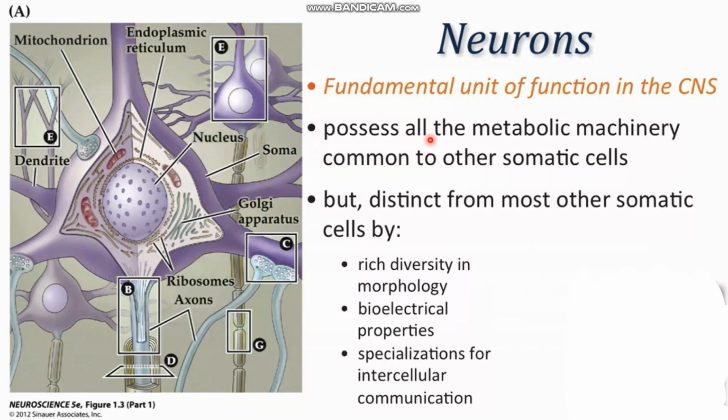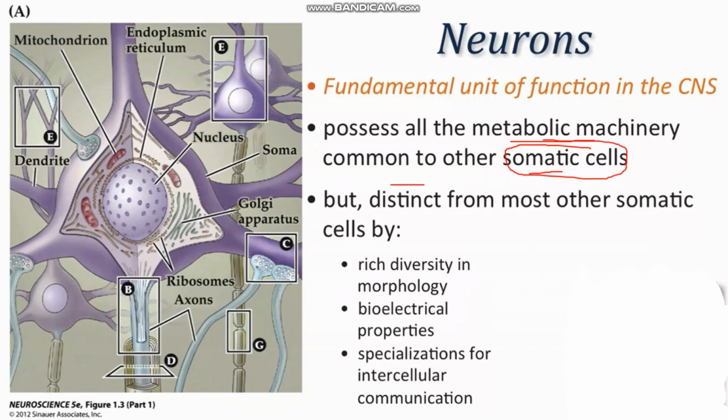Let me make a very basic remark: the neuron is the fundamental unit of function in the CNS. That's why we'll give a lot of time to talking about the neuron. As a neuron is a cell, it has all the metabolic machinery that is common to other somatic cells. So in this aspect, a neuron is like all somatic cells.